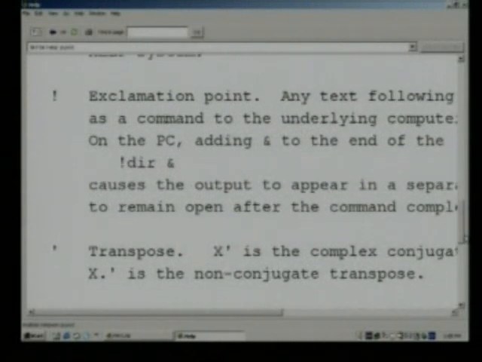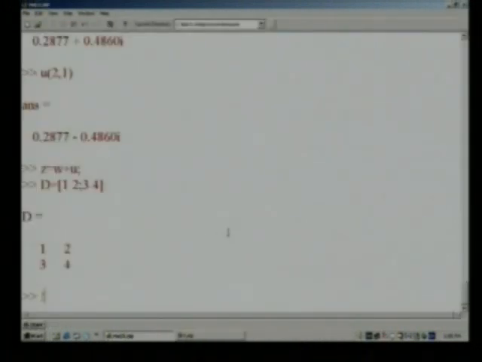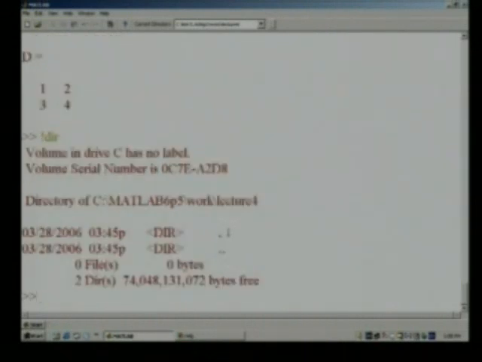punctuations. Then you have an exclamation. What is exclamation? Exclamation is called the shell escape. If I write exclamation dir, it will operate on the operating system directly. The operating system commands can be executed here. See, I am writing exclamation dir. This is the operating system command which is telling you about the directory structure, etc.